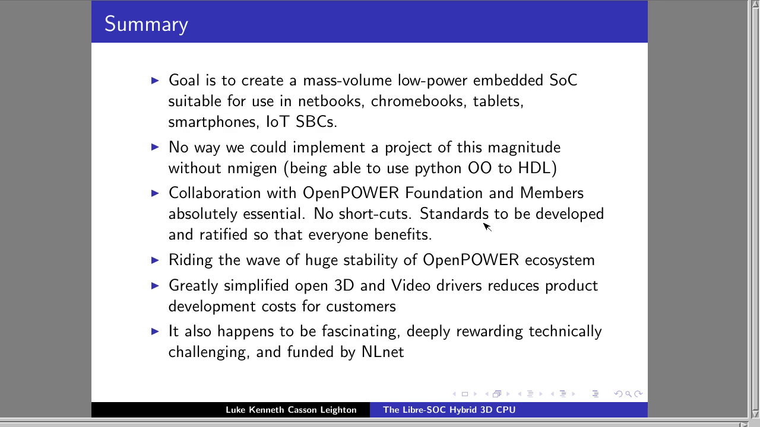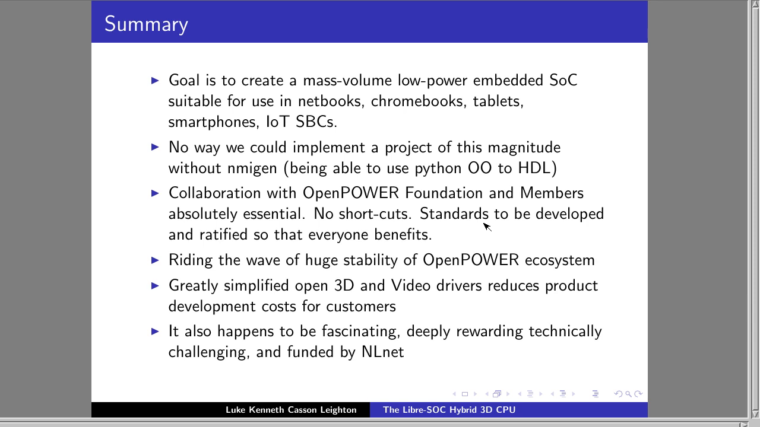Our summary goal here is to produce a mass-volume, low-power embedded system on chip suitable for use in netbooks, smart boards, Chromebooks, tablets, Raspberry Pis, etc., single board computers. There's no way that we could do a project of this magnitude without nMigen being able to use Python to create the HDL.